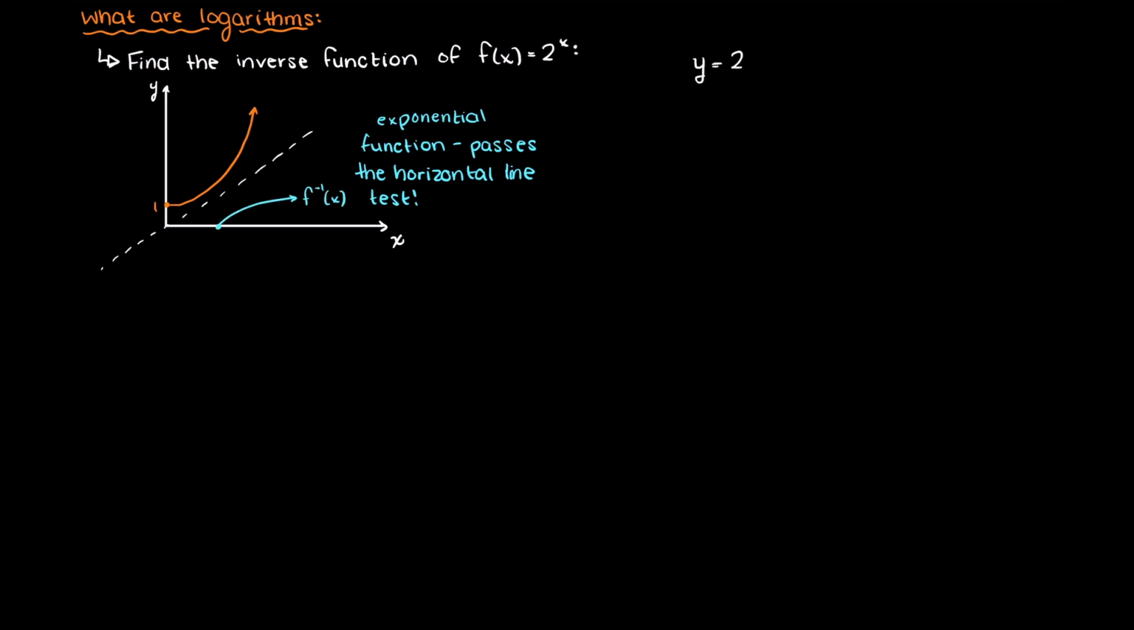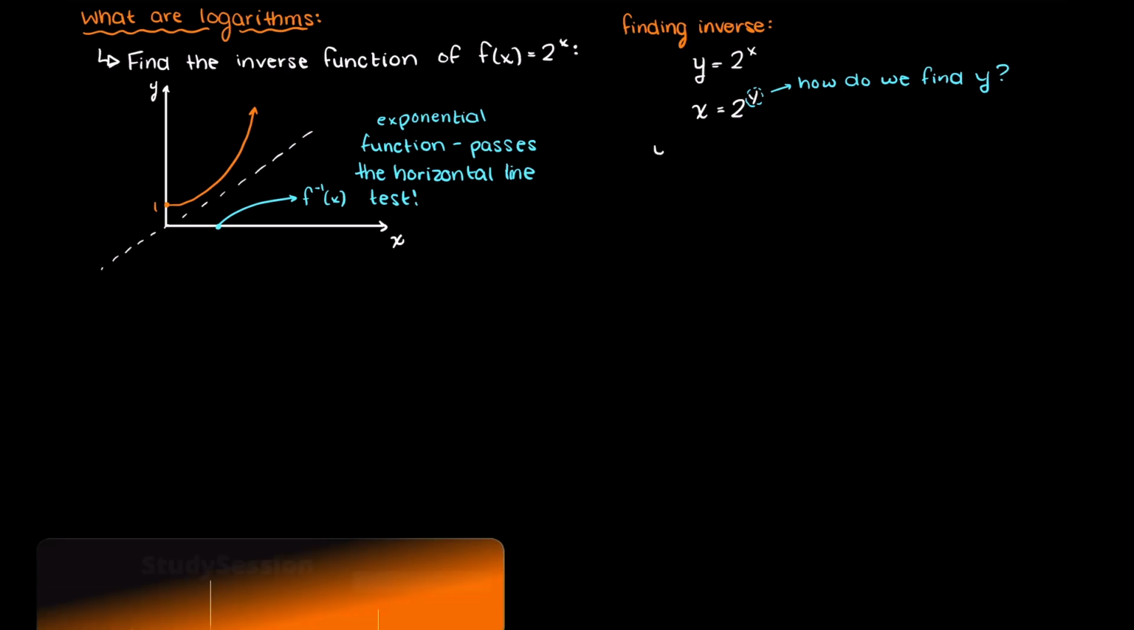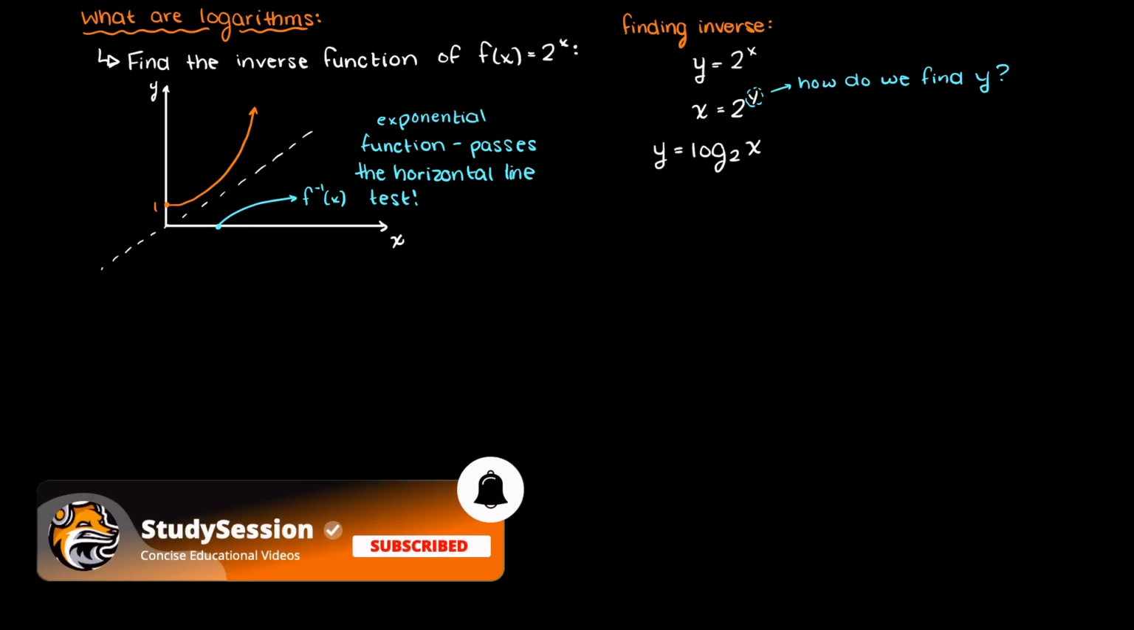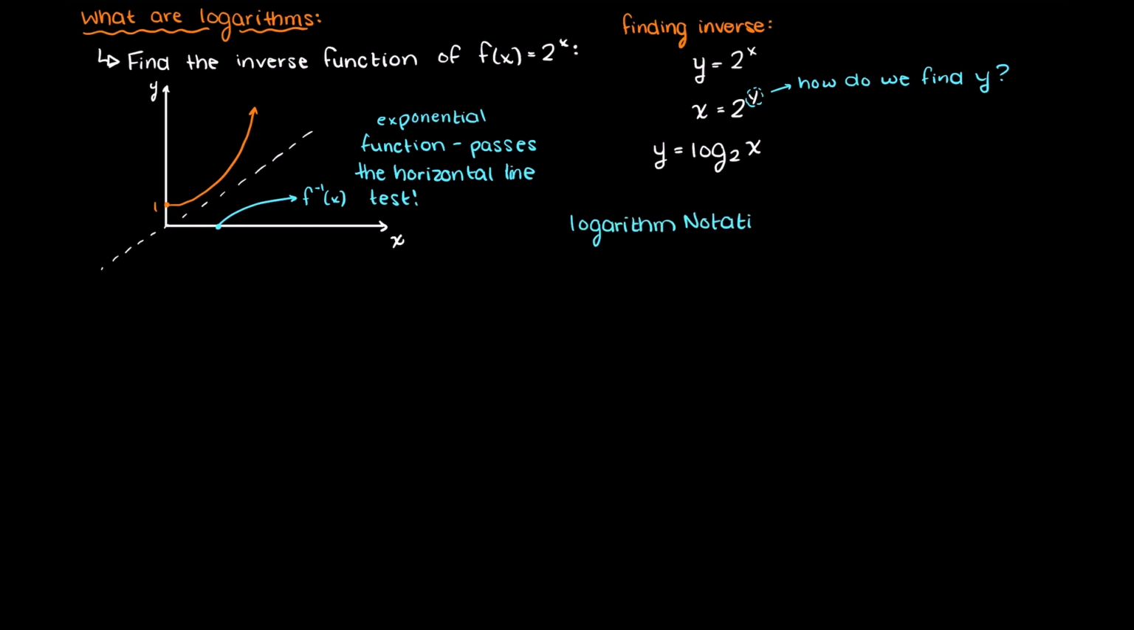Well, we can interchange x and y, but wait, what do we do here? How do we rearrange for y? Up until this point, we have never had to solve for a variable in the exponent position, so what do we do? Well, to unpackage this exponential function, we must use something called a logarithm. Logarithms are the inverse of exponential functions, and give us a way to bring our exponent down and solve for it. So, how do we do this, you may ask?